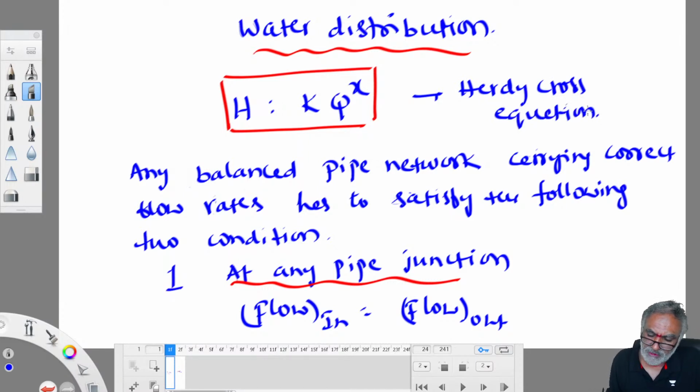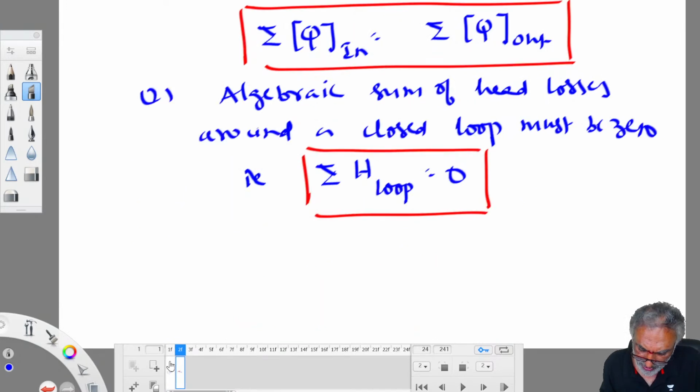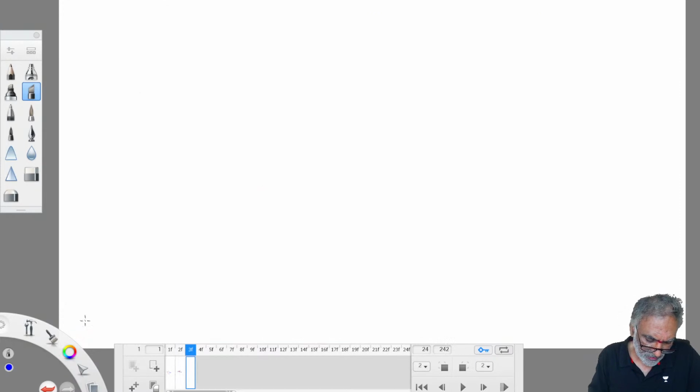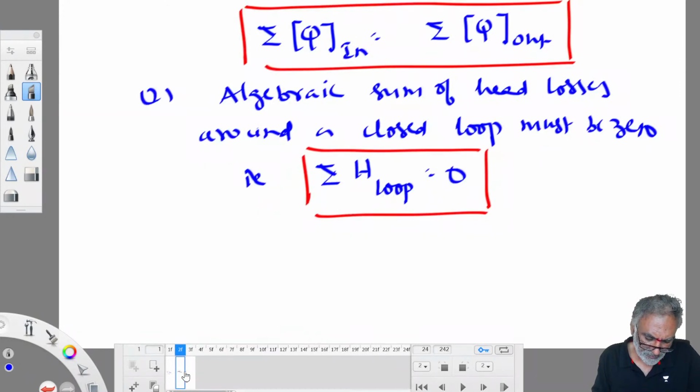Hardy-Cross equation for head loss. Based on this, he is asking numericals in GATE exam. Beyond that, nothing is there to remember in water distribution. So this is about water supply engineering. So whatever I taught earlier, equations, and these few equations, if you remember, more than sufficient.